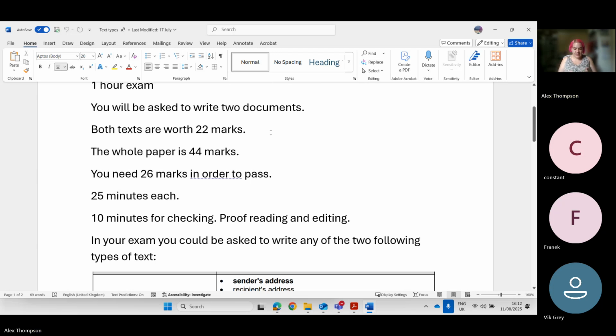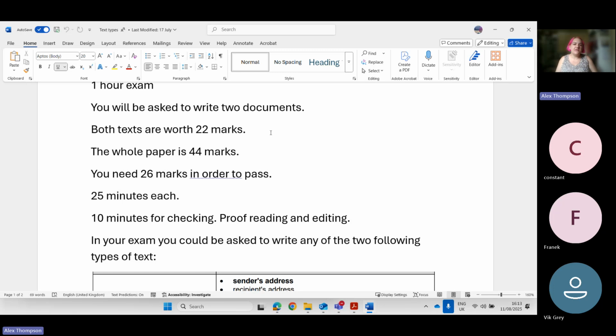So again, just going back to our reminder about the exam itself. 1 hour, 2 documents, both texts. One is worth 22 marks, the other is 22 marks. In total, we need 26 to pass. And it doesn't matter if you get 10 marks on one document and 16 on the other, or 0 on one and 26 on the other. It's the total that is important.